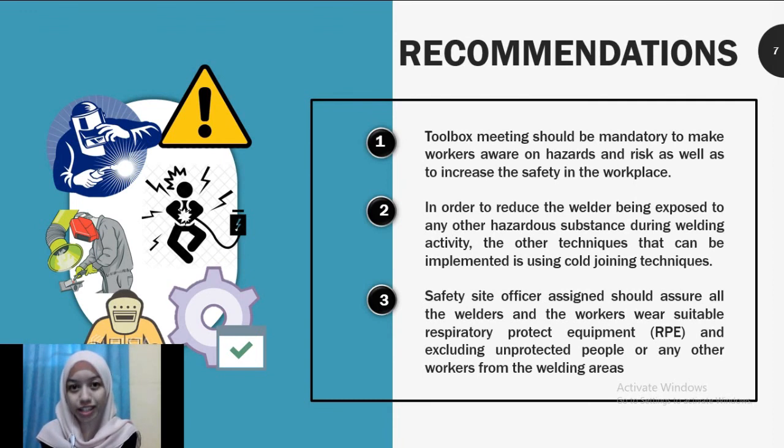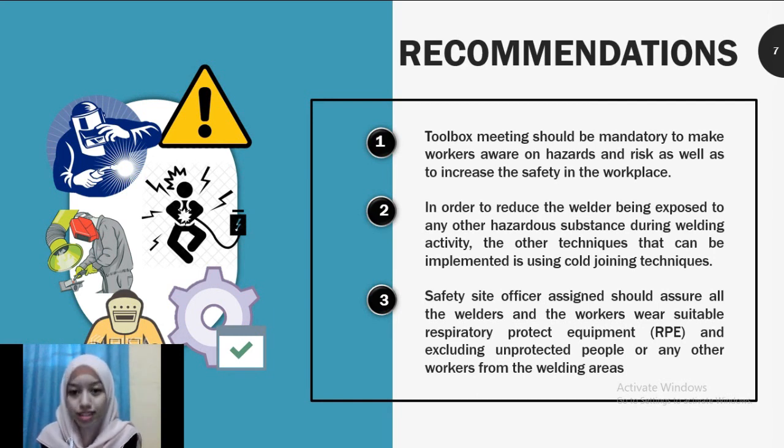For the recommendations, the first one is that toolbox meetings should be mandatory to make workers aware of hazards and risks as well as to increase safety in the workplace. The second one is, in order to reduce the welder's exposure to any other hazardous substance during welding activity, another technique that can be implemented is using cold joining techniques.